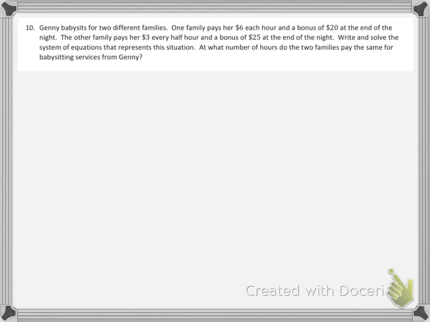The first family is paying $6 every hour. I'm going to say that the amount of money that she makes, y, is equal to $6 times the number of hours that she works plus the $20 that she gets at the end of the night. So that's the first equation. And then the second family is paying $3 every half hour. That's also $6 an hour. y equals 6x plus the $25 bonus at the end of the night.